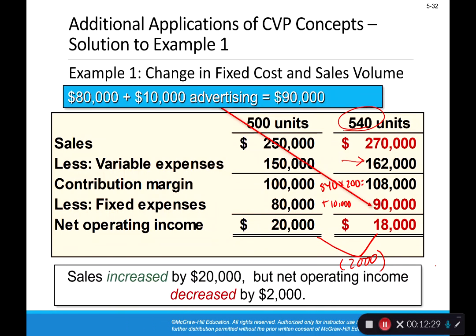Now you might say, hey, Berube said whatever happened to CM happens to profit. What gives here? CM went up 8. Why did profit go down 2? Well, that's because something else also changed. Fixed costs changed. They usually don't, but on our assumption here they did. So yeah, CM went up 8, so profit should go up 8, but fixed costs went up 10. So that's why we end up with a decrease overall of 2. Plus 8 minus 10 is -2.